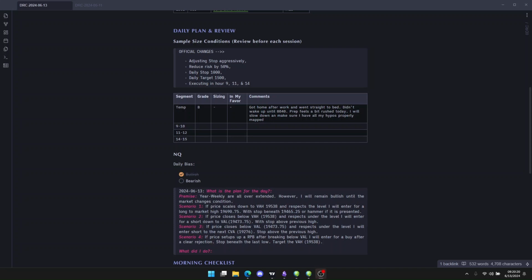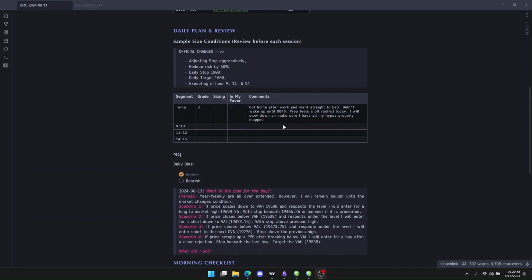Good morning. It is 9:20, June 13, 2024, and today I'm going to be trading the TopStep Combine and Apteros account. Now, today's temp is grade B. I got home after work, went straight to bed. I didn't wake up until 8:40, so prep feels a bit rushed today. I'll slow down and make sure I have all my hypos properly mapped.